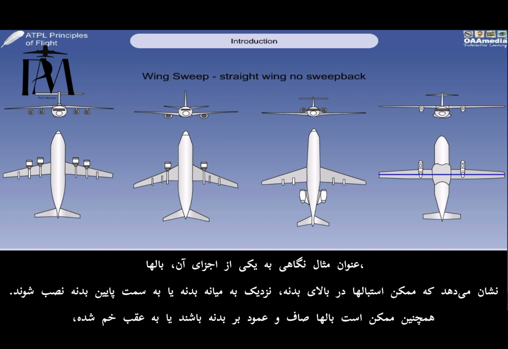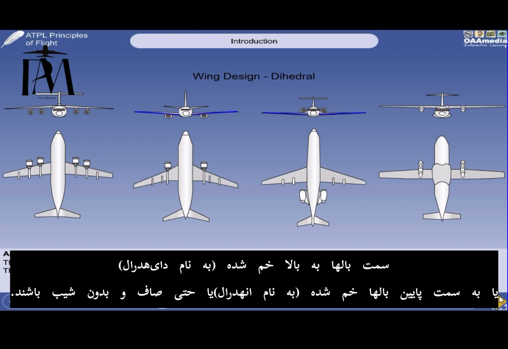The wings may be straight and perpendicular to the fuselage or be swept backwards, be angled upwards towards the wingtips, which is called dihedral, downwards towards the wingtip, which is called anhedral, or be straight with no slope.